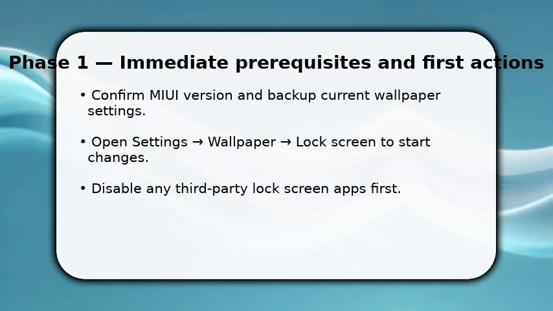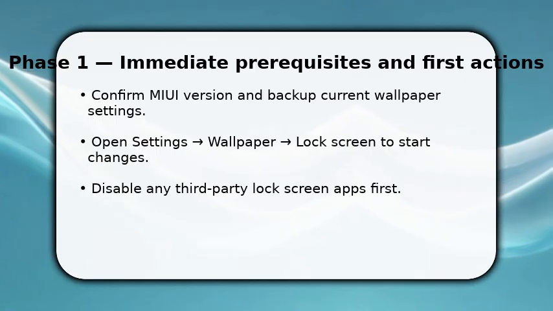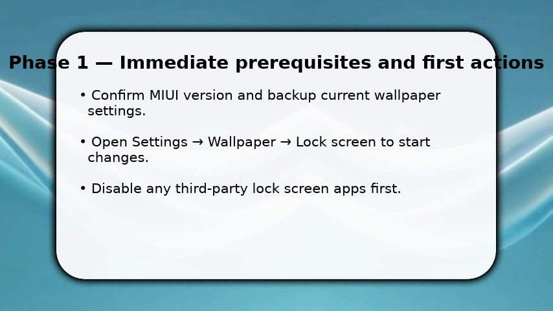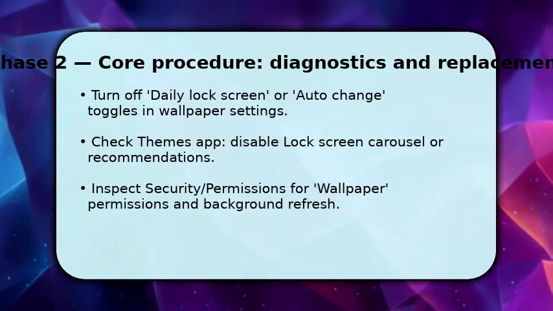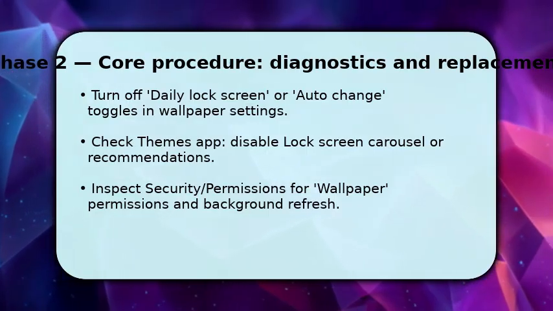We're preventing the automatic rotation by removing competing controls before changing the built-in toggles and policies. This sets up a stable environment for the next steps. Now you'll stop the dynamic sources that force random swaps. Turn off the daily lock screen or any auto-change toggles inside Wallpaper.